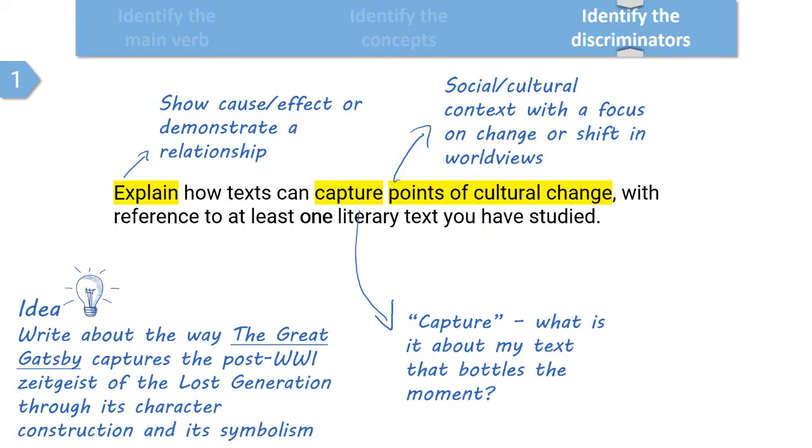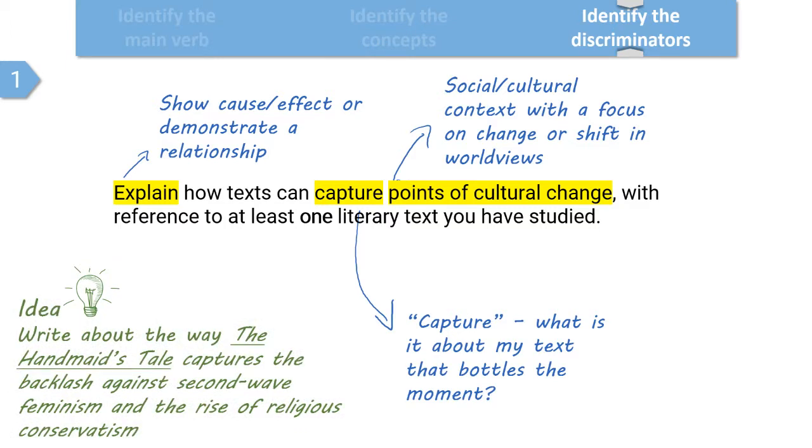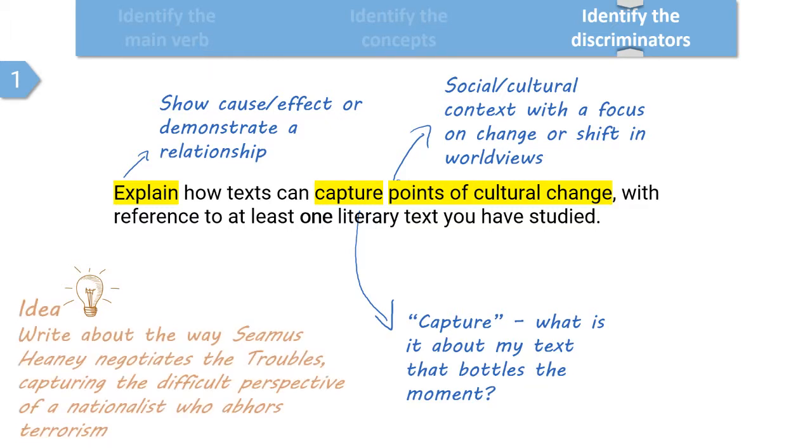Well, one way I could approach this question is to write about the way The Great Gatsby captures the post-World War I zeitgeist of the lost generation through its character construction and its symbolism. I could look at how The Handmaid's Tale captures the backlash against second wave feminism and the rise of religious conservatism. Or I might write about the way Seamus Heaney negotiates the Troubles, capturing the difficult perspective of a nationalist who abhors terrorism. So those are three ways I could approach that. In all three, I'm looking at how those texts capture points of cultural change, points where there were shifts in worldviews.